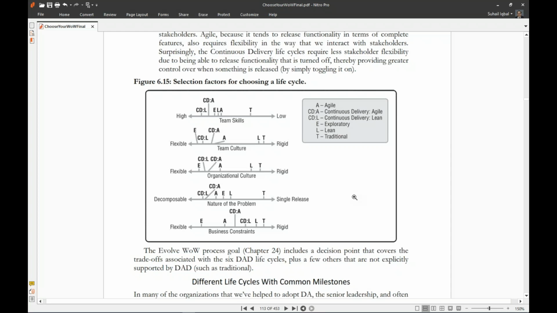In case of team culture, the most rigid one is traditional, then lean, then agile, then CDA, CDL, and exploratory is the most flexible one. From the point of view of organizational culture, again, the most rigid is T, L, A, CDA, CDL, and E. This is exactly the same as the team culture, except the positioning might be a little right or left, but otherwise the same. From the nature of the problem point of view, traditional is a single release, and then decomposable: lean, exploratory, agile, CDA, and CDL. From the point of view of business constraints, again, the most rigid one is good for traditional, lean, CDL, CDA, and the most flexible one here is exploratory.